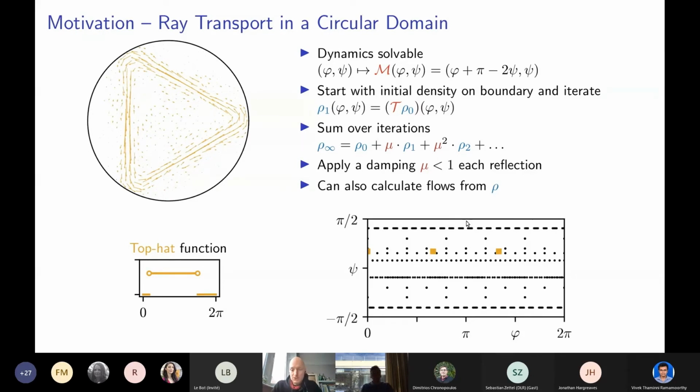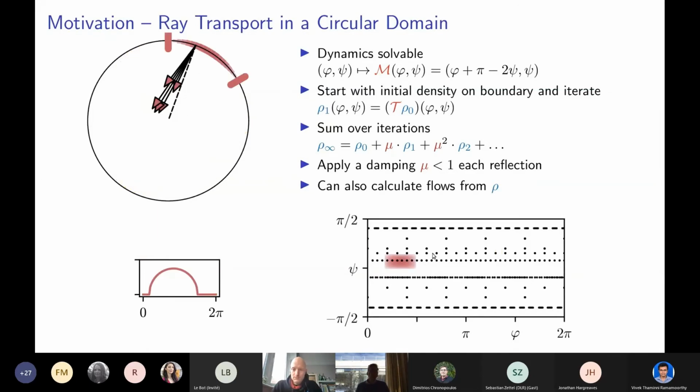So you can actually use this and then calculate the directional flow of energy through a domain like this. We could also use other initial densities, for example, a bit broader, positioned somewhere else. Here you can see that instead of top hats, you could use a smoother function. This then has mathematically more interesting features, and it would converge better, and so on and so forth. But this is an aspect of the work I'm not going to talk about today.